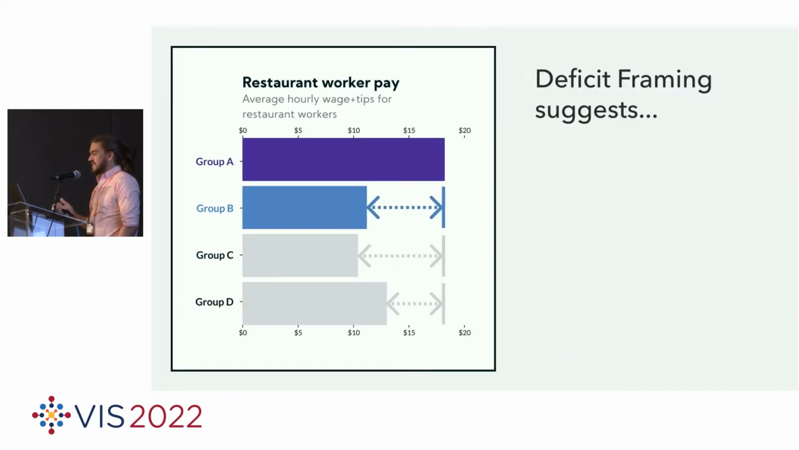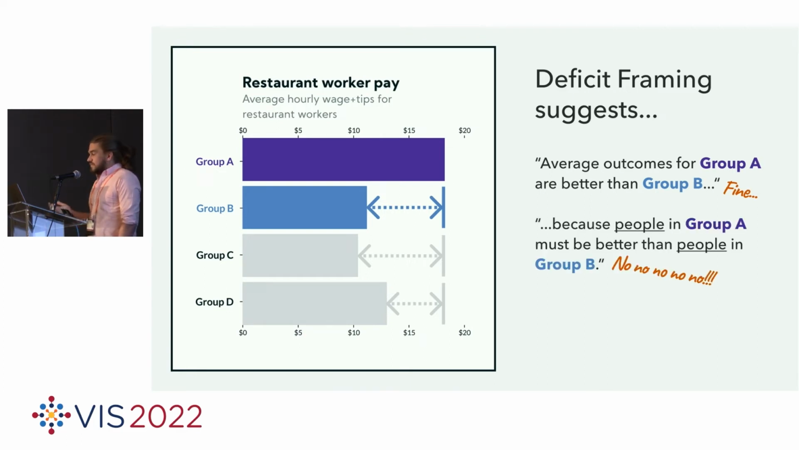So let's walk through an example of deficit framing step by step. This is the same chart, but we're changing the colors to emphasize a purple Group A versus a blue Group B. So you might look at a chart like this, and your first read is average outcomes for purple Group A are better than average outcomes for blue Group B. And that's accurate. That's a fine read. But a lot of readers will go a step further and explain the differences in terms of personal attributions. So then the takeaway becomes A has better outcomes than B because the people in Group A are somehow better than the people in Group B in some way that would produce these outcomes. And there's obviously nothing in the chart supporting a causal conclusion like that.